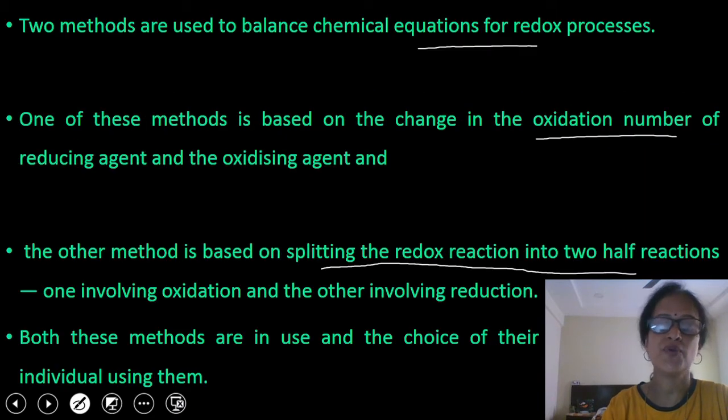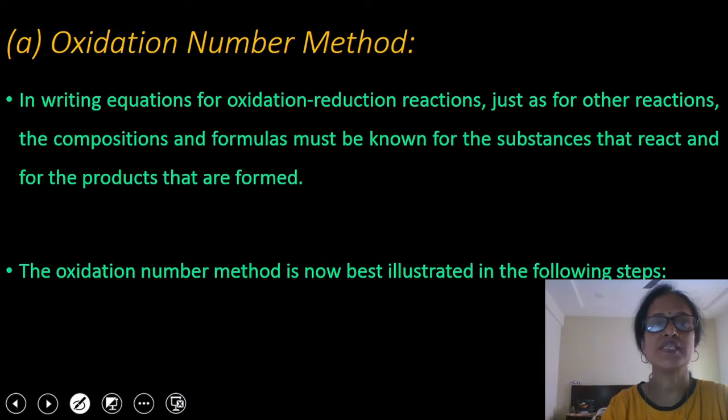If you have been asked to balance a chemical equation, you are free to balance it by any of the methods. It depends on your choice. But in your school exams, you may be given instructions to balance a redox reaction by a particular method. Then you have to follow that method only. So I'm going to discuss the first method, the oxidation number method.